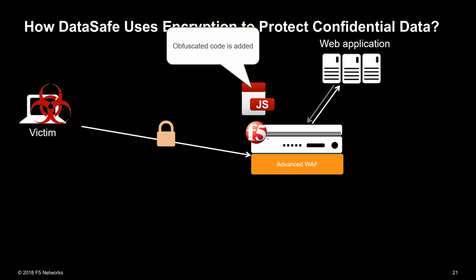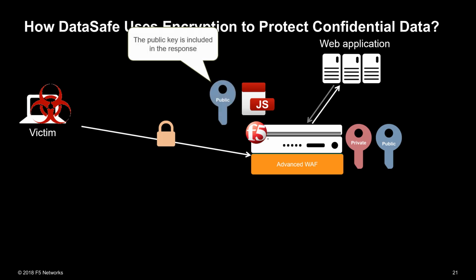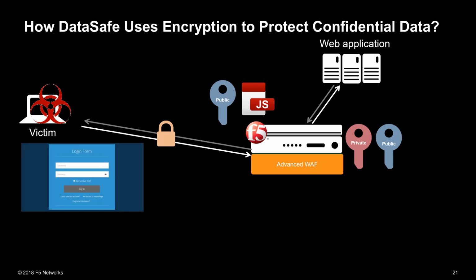As we discussed before, JavaScript is a scripting language that we can use to manipulate and communicate with web browsers. So this sophisticated code is added to the login page, and also added is a so-called public key. Advanced WAF creates a public and private key pair and sends the public key together with this JavaScript code and the login form. So now when the user is typing something into the browser, this piece of JavaScript code will, together with the public key, encrypt all the information as soon as it leaves the keyboard and enters the web browser.